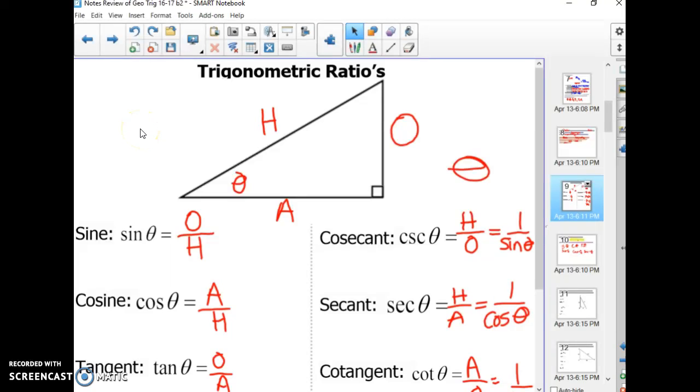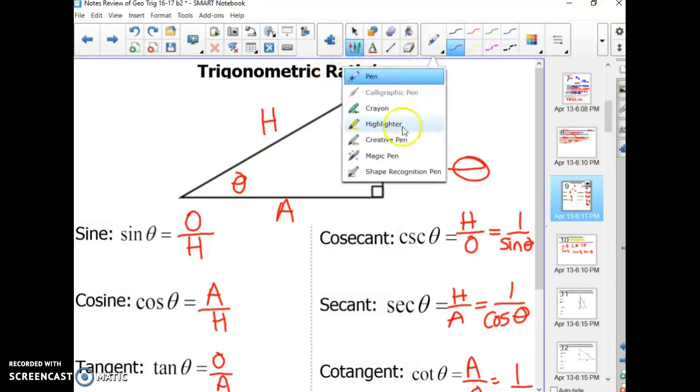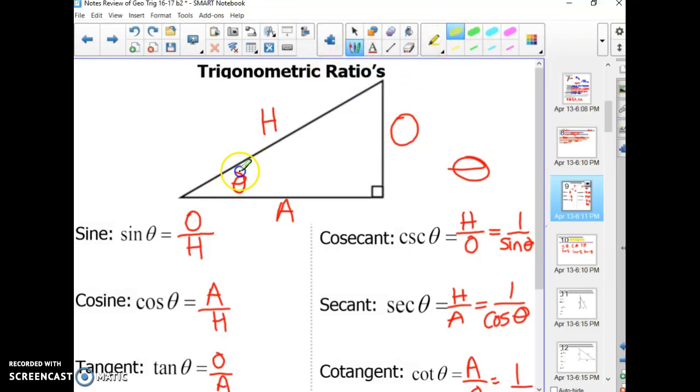Alrighty, trigonometric ratios are sine, cosine, and tangent, where sine is the opposite over the hypotenuse, cosine is the adjacent over the hypotenuse, and the tangent is the opposite over the adjacent. So for my angle of interest, I have sides. Hypotenuse is always opposite the right angle. The opposite never touches my angle of interest, and my adjacent always touches that angle of interest.